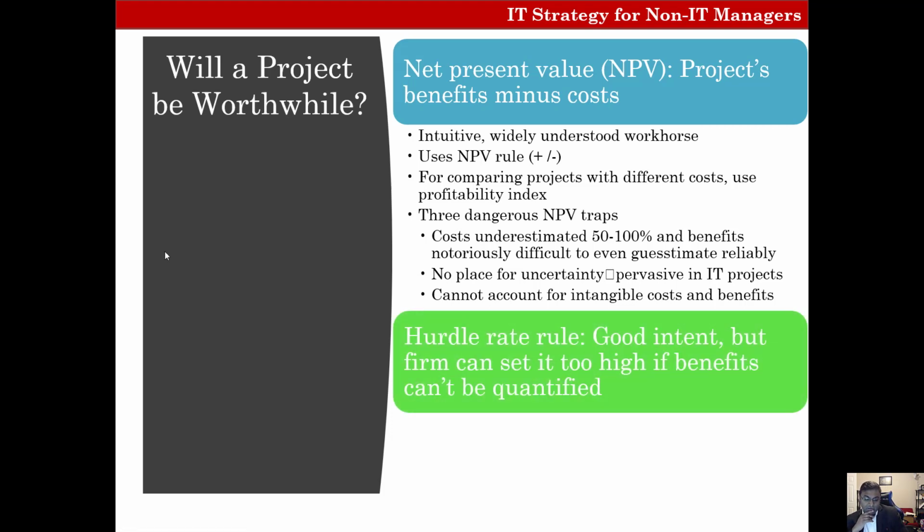The next way of measuring is called the hurdle rate rule, and firms set their own hurdle rate threshold, which is a percentage return a prospective project must exceed for it to be considered sensible. For a project to proceed, its projected rate, or internal rate of return, must exceed the firm's predefined hurdle rate. Hurdle rates are set with good intentions to discourage squandering money on poor projects, but they can penalize pursuit of a strategically promising IT project whose benefits are difficult to quantify.